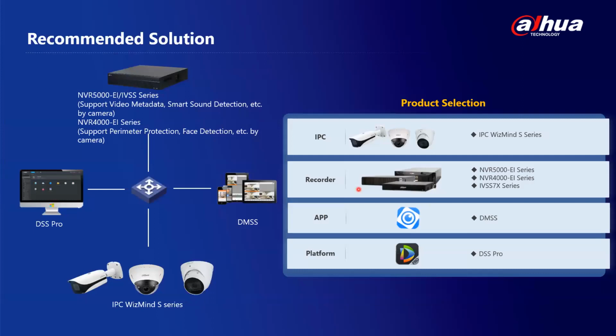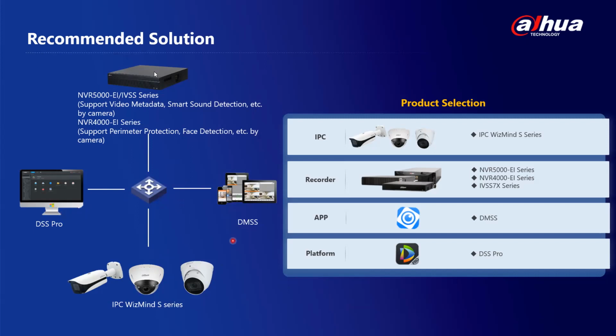The recommended solution for this WizMind S series is as follows. So we need all the IPCs for the WizMind series category. We have, for example, the linkages. These are basically the cables, the Ethernet cables. We have a transmission device here just to ensure that it can interconnect to multiple other devices, connecting to a software platform, that's the DSS Pro, for easier management of all the products in one security environment.